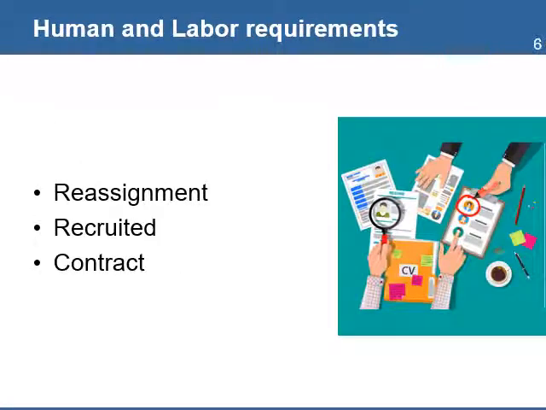Human and labor requirements. This includes all the people with the expertise and skills needed to complete activities on the project. They can be people from the organization who are reassigned to the project. They can come from the organization's hiring process, or they are on a contract for the duration of the project. You will need to create a list of all the people that the project will hire and the estimated time they will be assigned to the project and identify the correct accounting code.